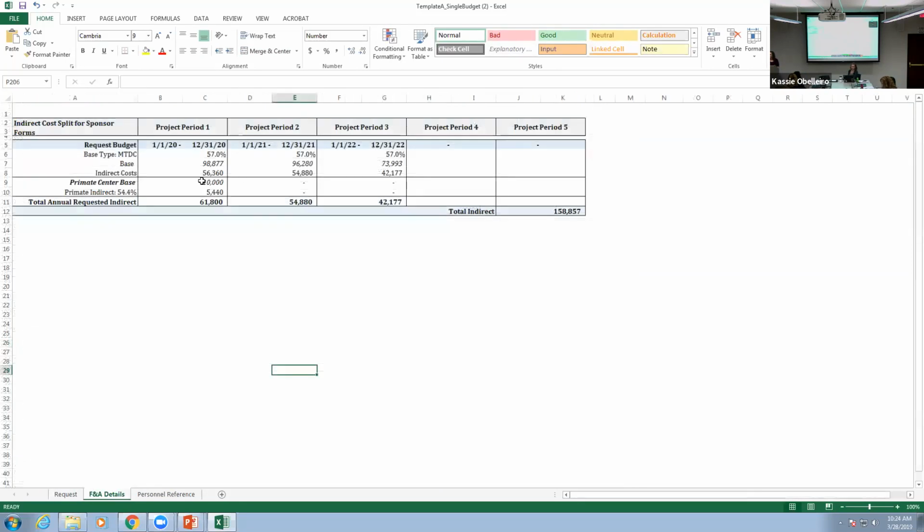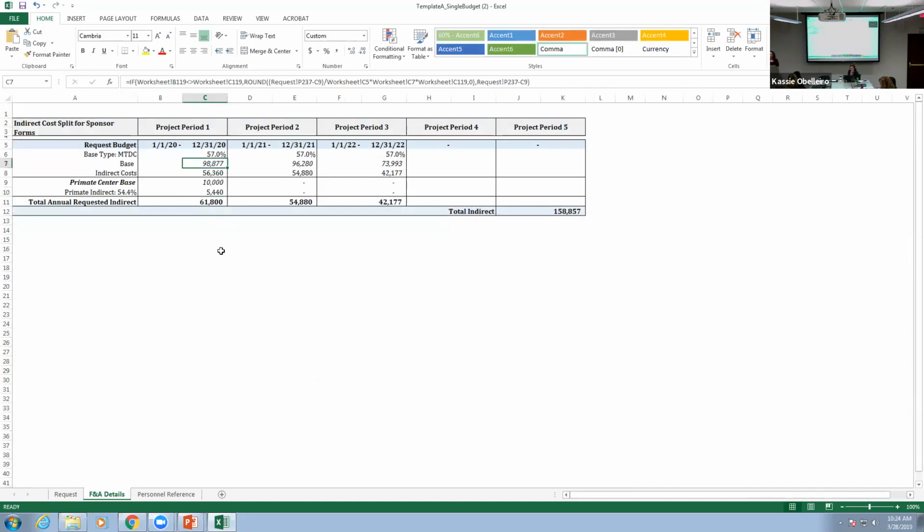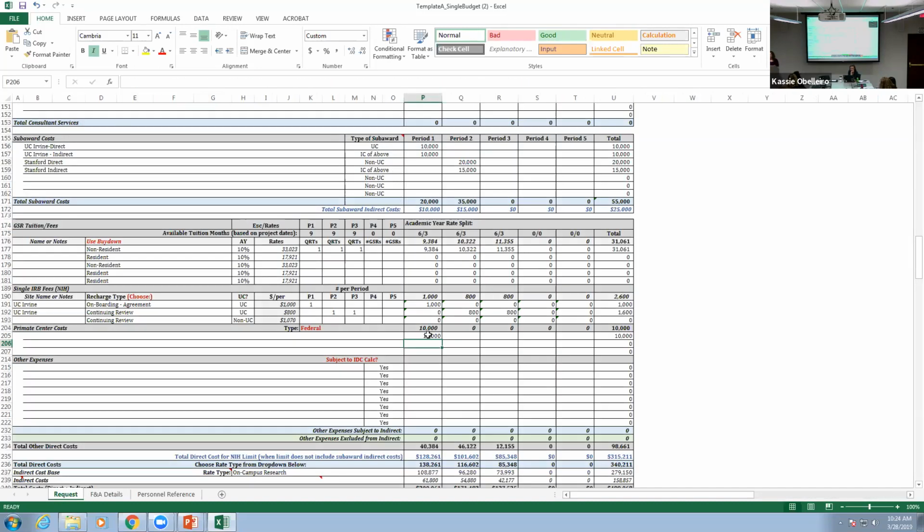If you go over here to F&A details, you'll see those were at 54.4%. And here's what you had at 57%. So when you're entering the forms, you have your 2 lines under your F&A rate. So that's the purpose of that section. We're not doing that in our scenario, but I just wanted to make you aware that's what that's there for.